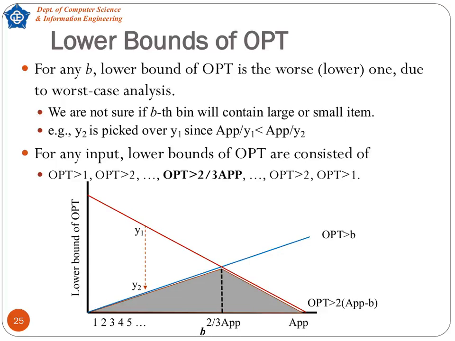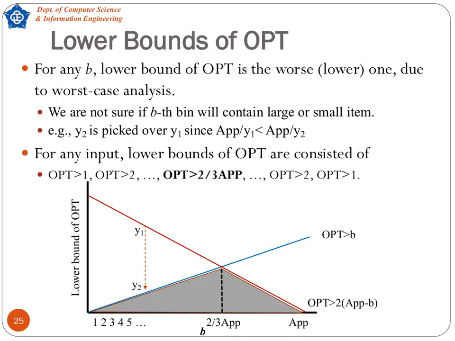Second, for any given input, the lower bounds of OPT are comprised of several important conditions. Among these, a particularly significant one is the condition that OPT is greater than 2/3 of APP, where APP, in this context, likely denotes an approximate solution. This specific inequality is truly a key takeaway. Now let's turn our attention to the graph at the bottom, which visually explains these crucial relationships.